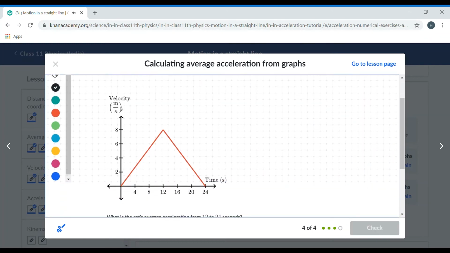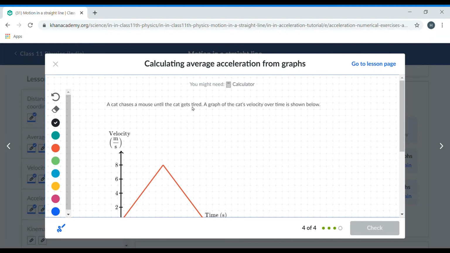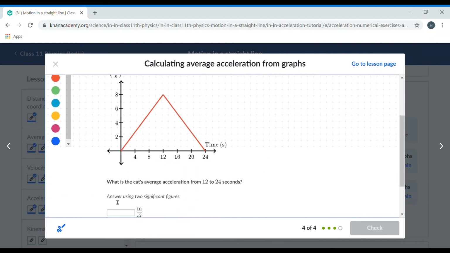Correct. A cat chases a mouse until the cat gets tired. A graph of the cat's velocity over time is shown below. What is the cat's average acceleration from 12 to 24 seconds?